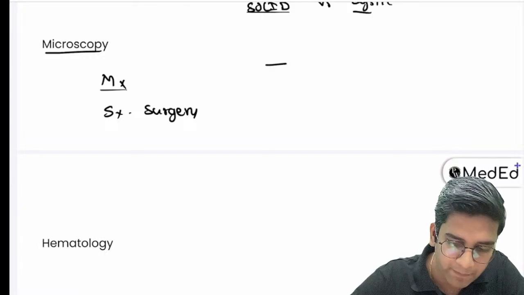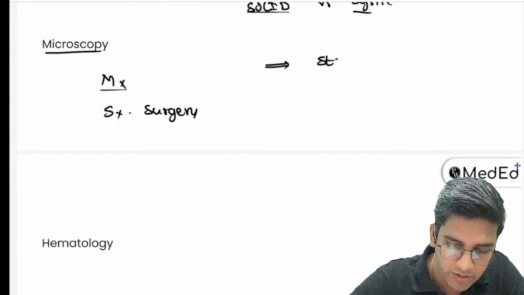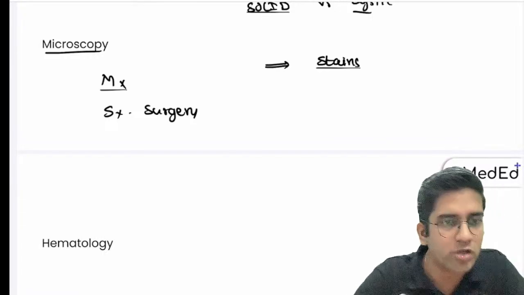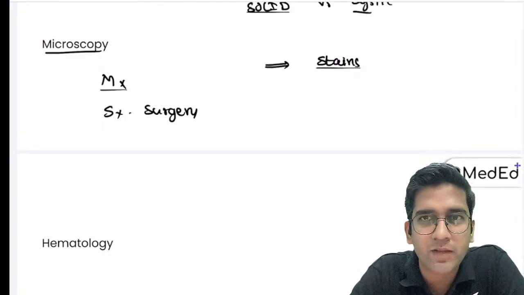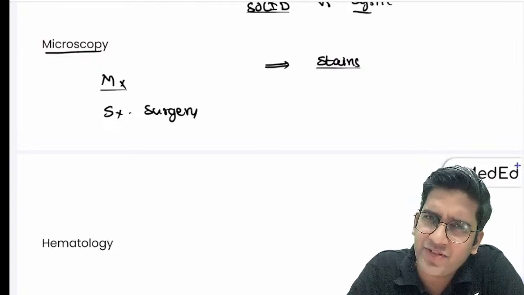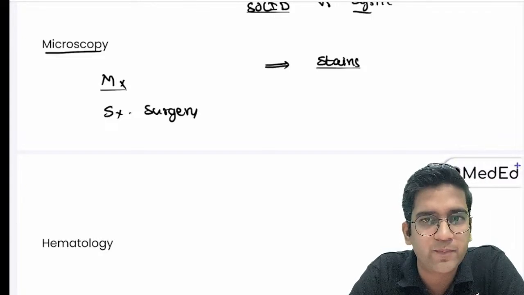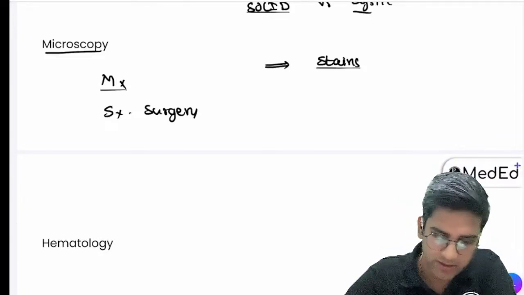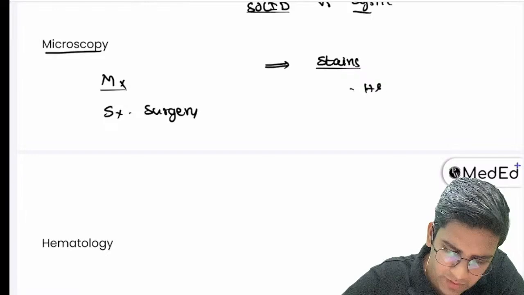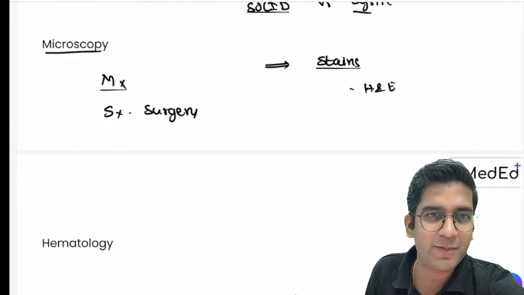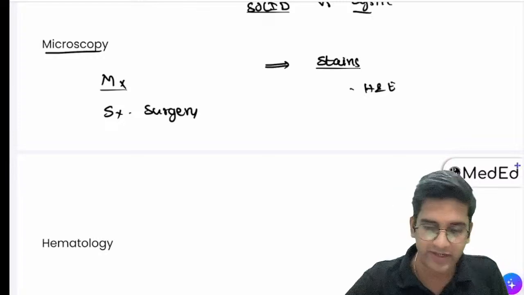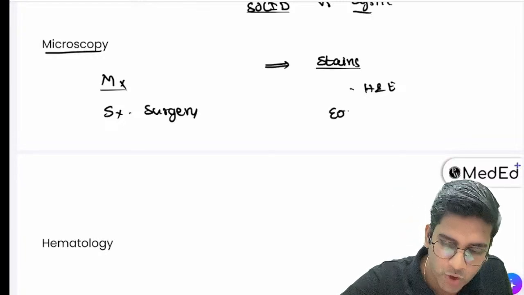In microscopy, you have stains. Can anyone tell me what's a normal stain used for biopsy? What's a normal stain used for biopsy? The same stain which is used for histology. What's a normal stain? It is H&E, right? Don't ask me why they say H&E when it's eosin and hematoxylin, or hematoxylin and eosin, right? So eosin and hematoxylin is the normal stain used.